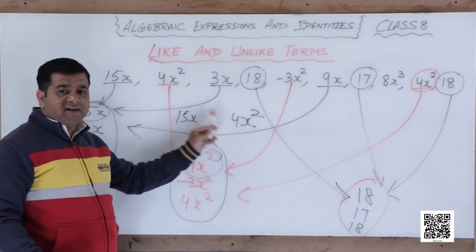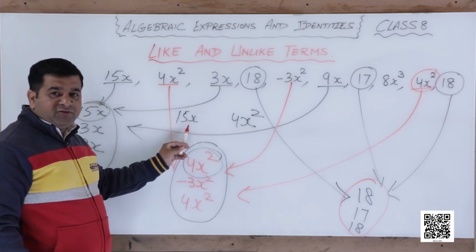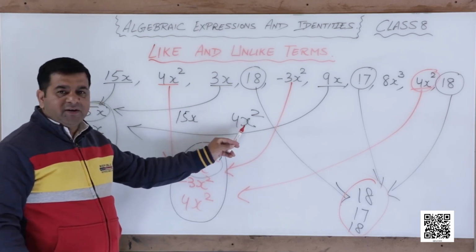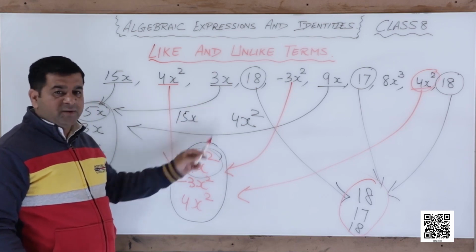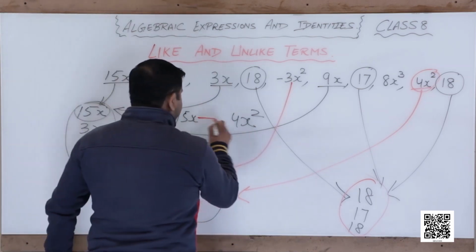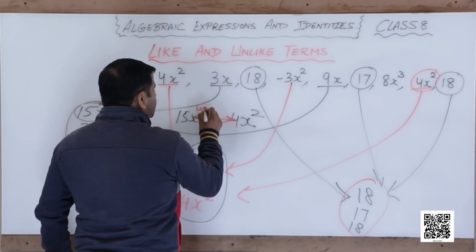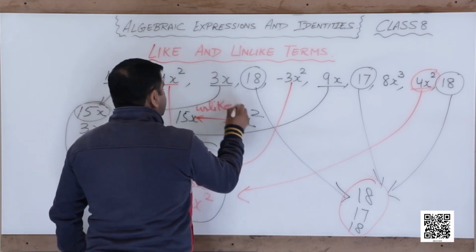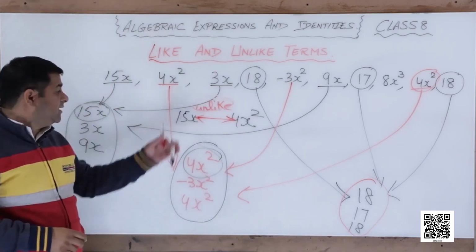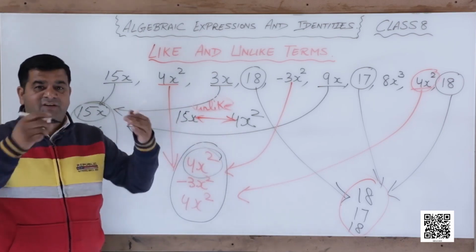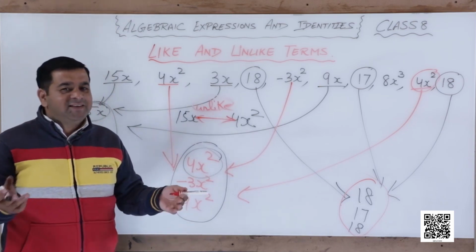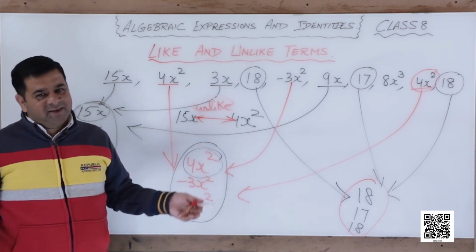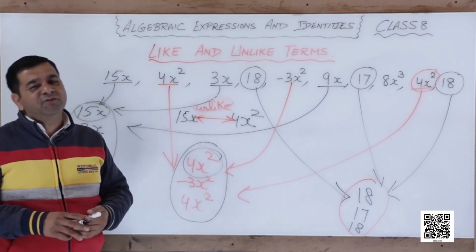Now what kind of terms are these? See, its variable is x and its variable is x square. So these don't have the same variable. That is why these kind of terms are unlike terms. So if their variable is the same, they are like terms. If their variables are not the same, then they are unlike terms. Now let's move forward.